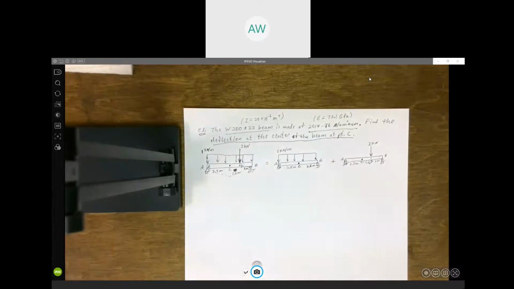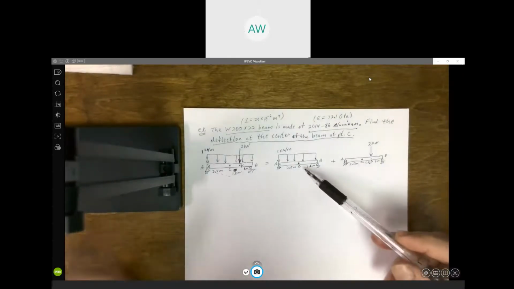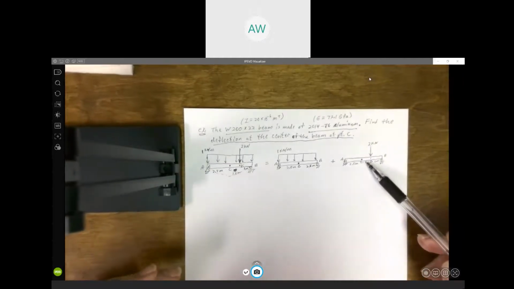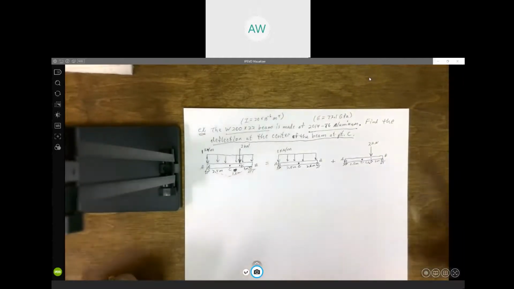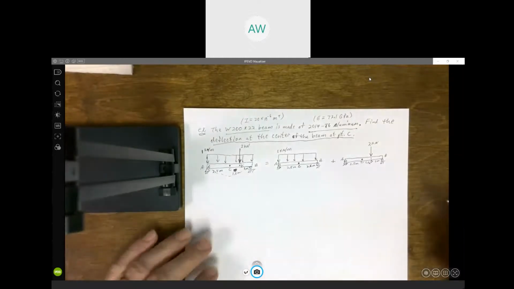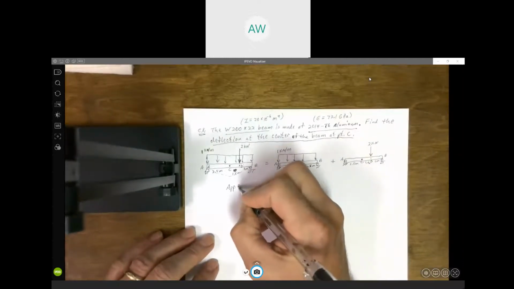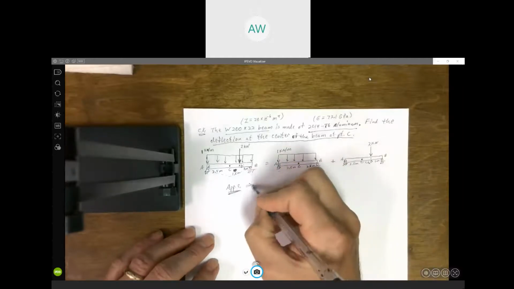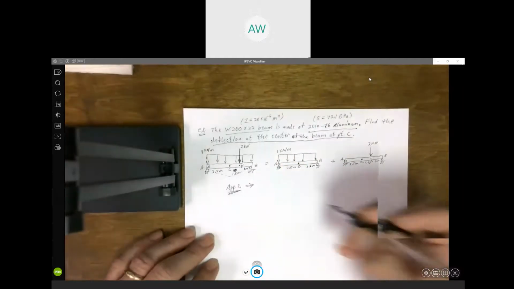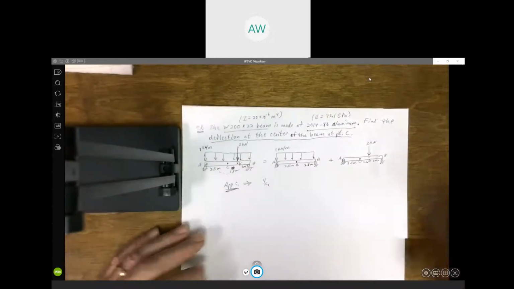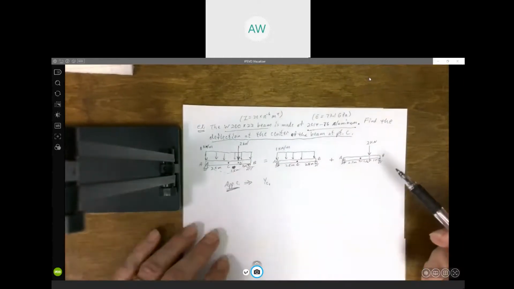All right, so that's, again, my two loadings. And we're going to get how far C moves down due to this loading, how far it moves down due to that loading, add them together. Simple as that. All right, so we go to our table, Appendix C here, and see what we can find for, we'll call it YC1, and then we'll call this one 2.